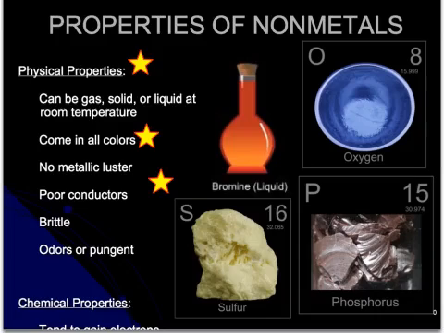They're poor conductors of electricity. They're brittle. Think of peanut brittle. And sometimes they'll have odors, or be pungent. That means they smell strong. And they will gain electrons. Should we write all that?